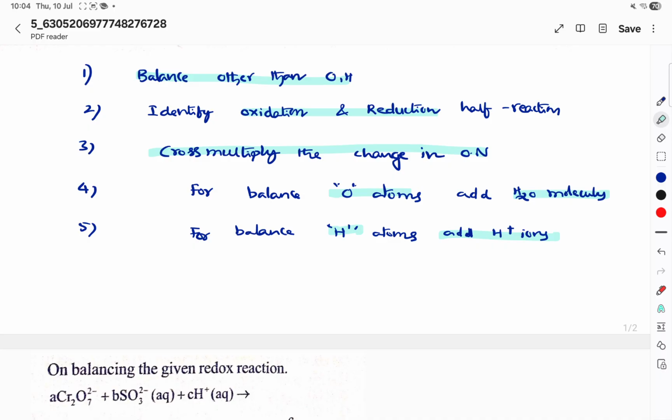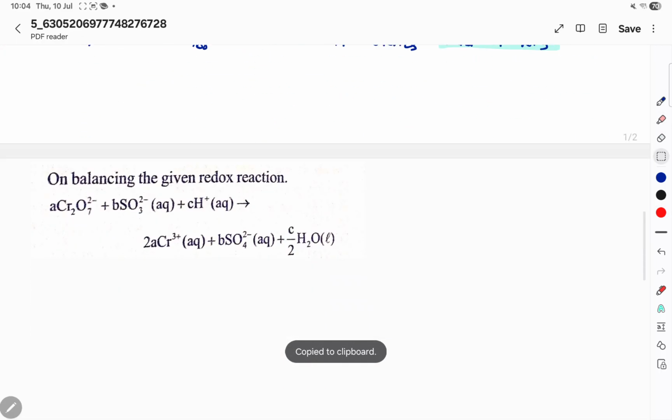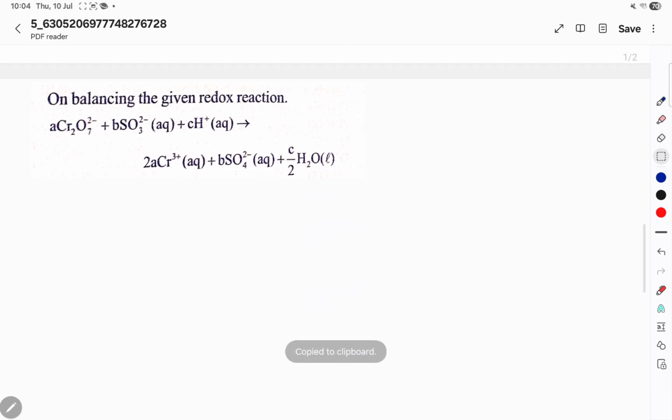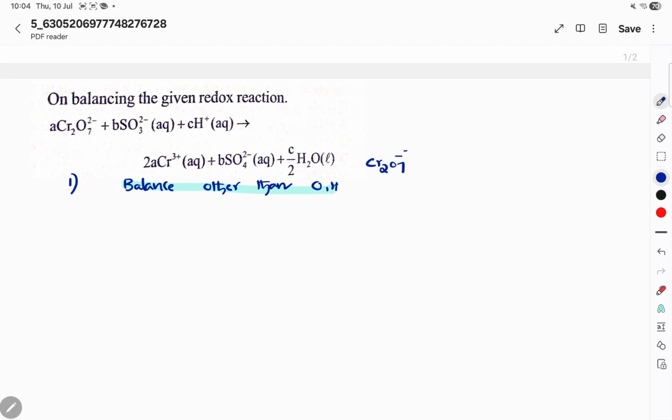Practice one time with guidance, the second time do it on your own, the third time you can solve model questions. Then you will get clarity. Okay, students? Now we'll do it step by step. Rule number 1: balance other than hydrogen and oxygen. Let us take this equation: Cr2O7 2 minus plus SO3 2 minus, in the presence of acidic medium, gives Cr3 plus and SO4 2 minus.